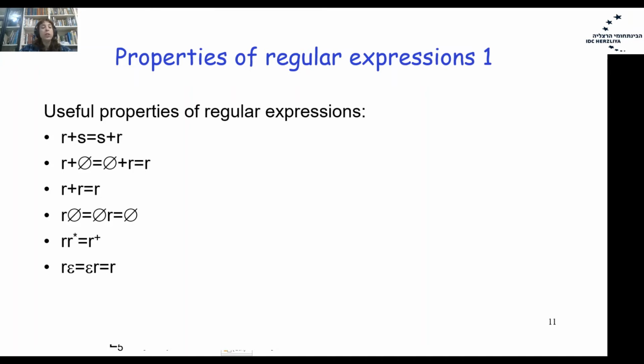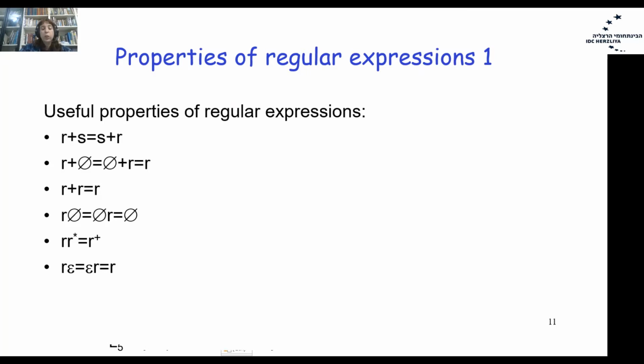R concatenation with R star can be rewritten as R plus, the positive closure operation. But please pay attention that you write this plus as a superscript, not a plus between R and R. Otherwise, it's the definition of the OR sign.